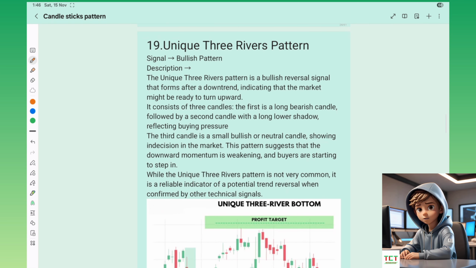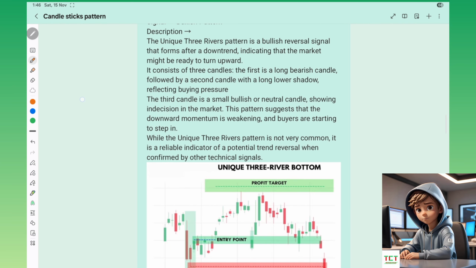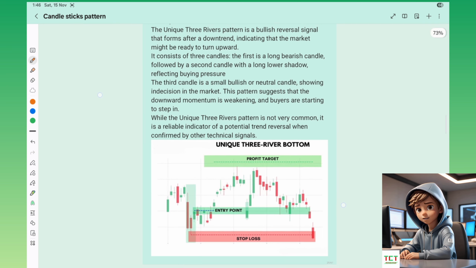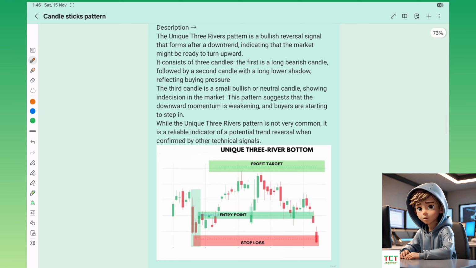Let's talk about a very special and rare pattern, the unique 3 rivers. This pattern is not very common, but when it appears, it's a reliable bullish reversal signal. This is a 3-candlestick pattern, and the name 3 rivers comes from the 3 different flows of momentum it shows. Here's how it develops. First candle is a long bearish red candlestick, showing strong selling pressure. The downtrend is in full force. Sellers are dominating.